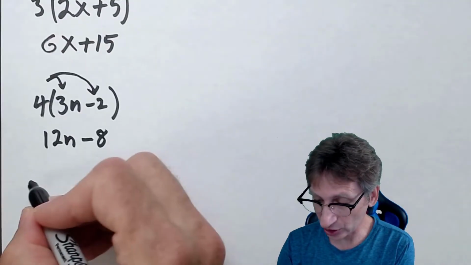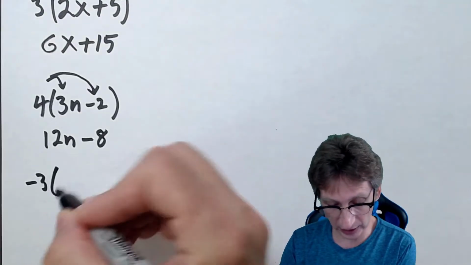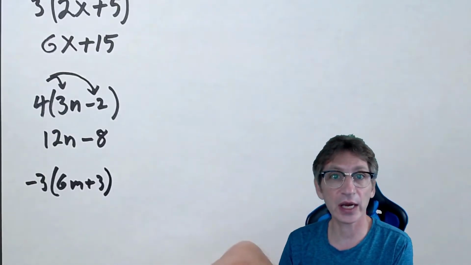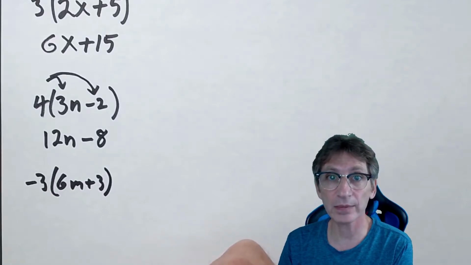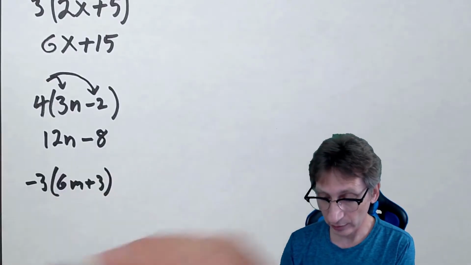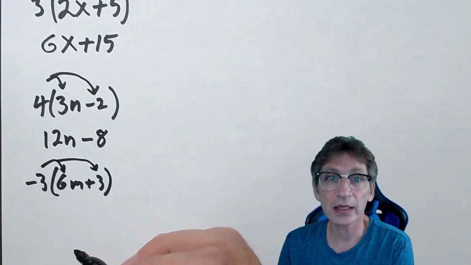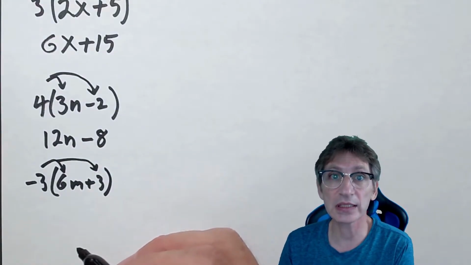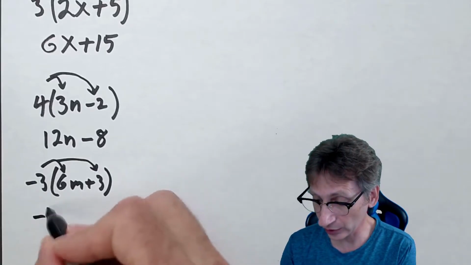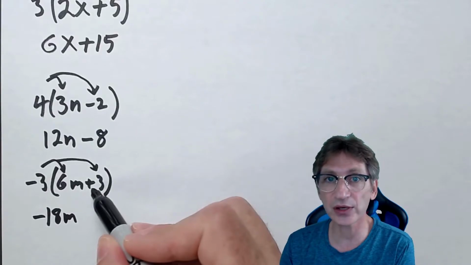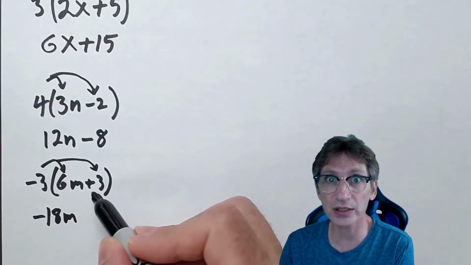We might have a situation with the negative outside the set of parentheses. Negative 3 times 6m plus 3. So we take the negative 3, multiply it by each of the terms inside the parentheses. Negative 3 times 6m is negative 18m. So I write down the negative 18m. And don't worry about whether it's addition or subtraction. Just consider it as positive 3.